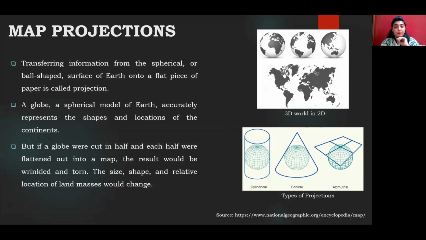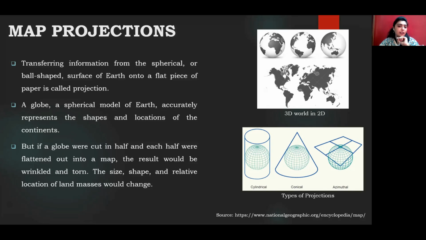Earth is spherical in shape. I have to have a map which is a plain paper. It's not going to be the circular shape. It will be a plain rectangular shape or a square shape. So what is the method of converting that 3D space into 2D space? I need something known as the map projection. To define map projection, it is nothing but transferring information from a spherical or a ball shaped surface of the earth into a flat piece of paper.